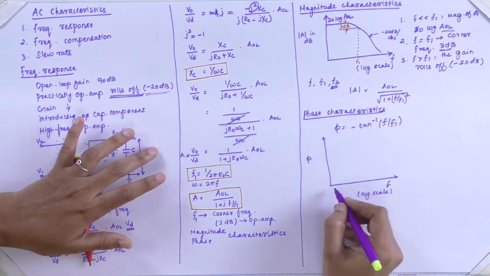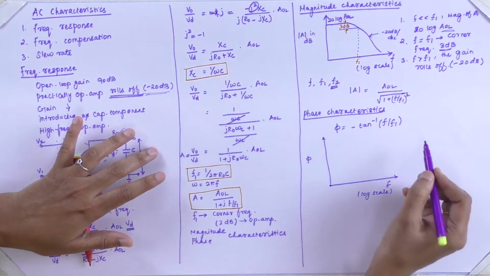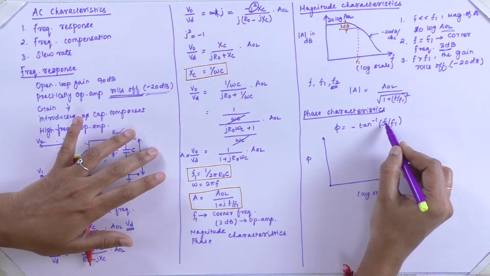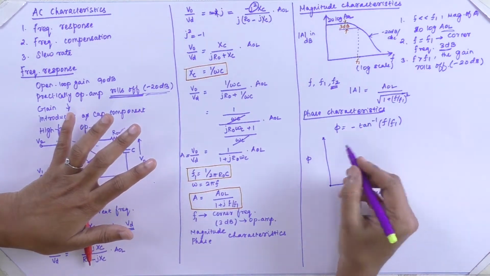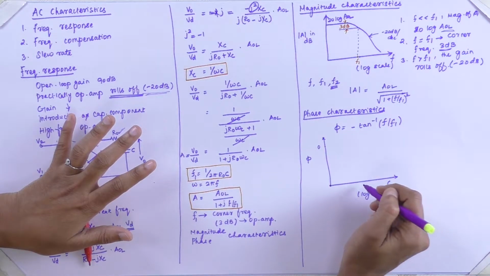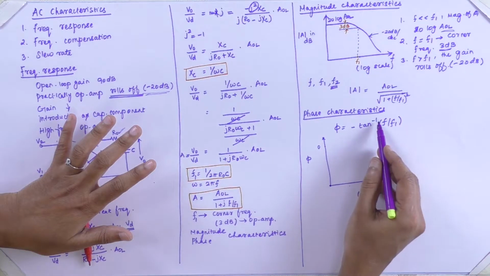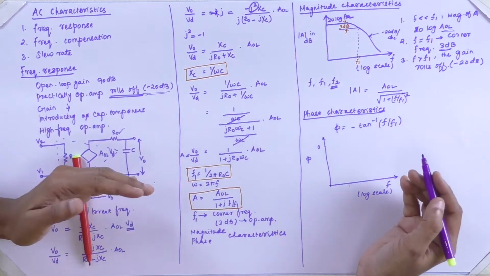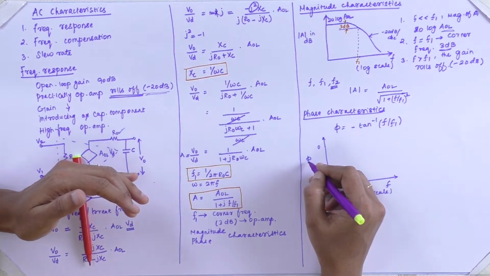First, at frequency F equal to 0, what will be the phi value? You have to substitute F equal to 0, then tan inverse of 0, what will be the answer? You have to identify it like that. For example, when you substitute F equal to F1, you get minus tan inverse of F1 by F1, which is minus tan inverse of 1. In that condition, what will be the phi value?